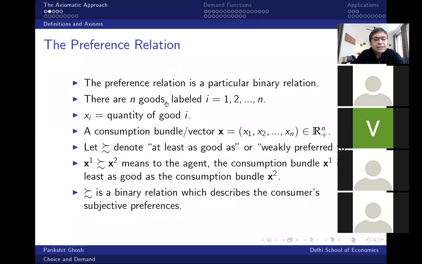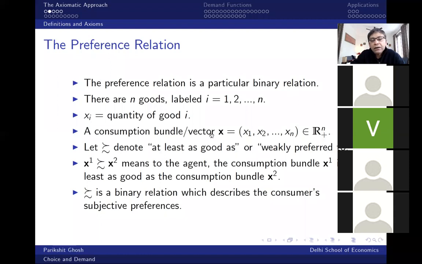Let's spell things out, or define things, a little further. The preference relation is our binary relation of interest. We're looking at an n-good world, n commodities, labeled 1 through n. x_i is the quantity of good i. So we are taking quantities to be continuous variables, all from a continuum, not discrete things. That just gives us analytical ease.